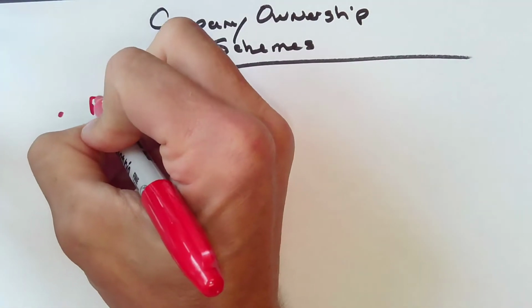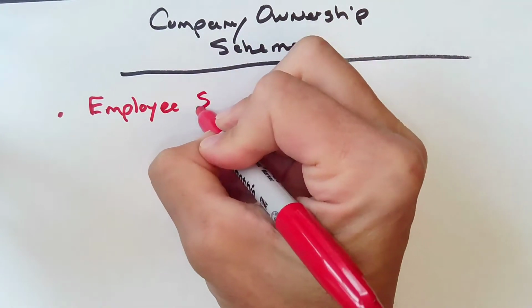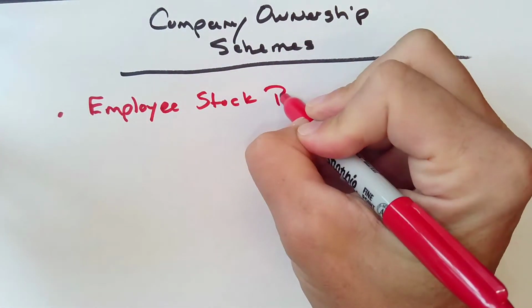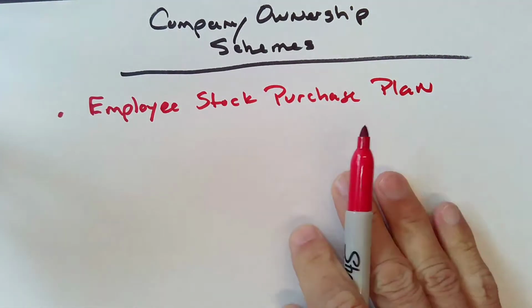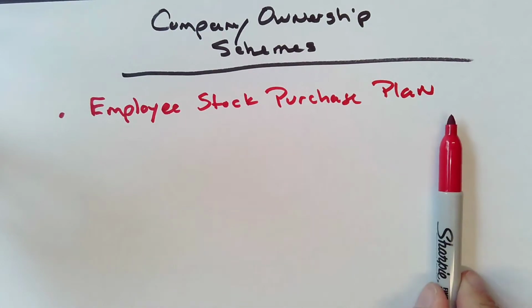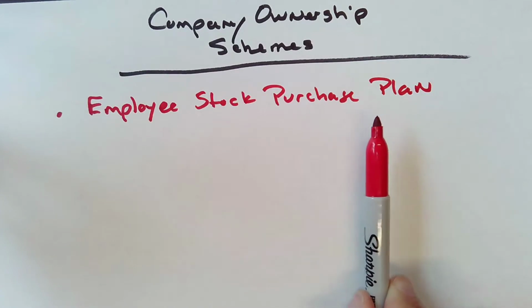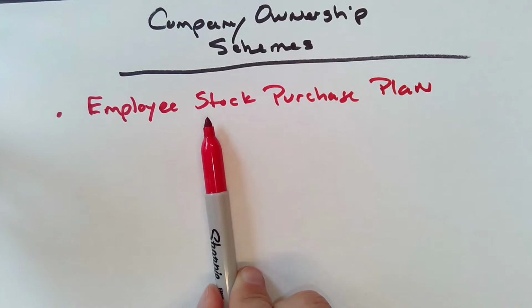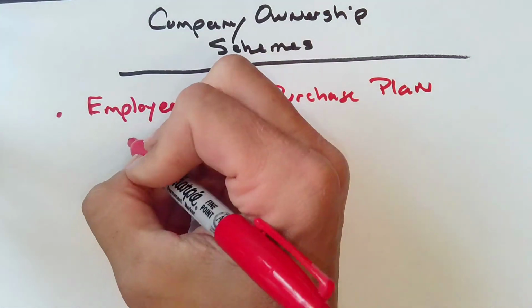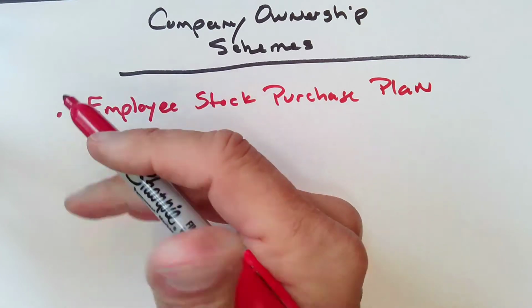It's an employee stock purchase plan. Usually these are going to be separate plans. Because we're issuing stock, there is a filing that has to be made with the Securities and Exchange Commission, the SEC. And these are generally going to be a specific type of filing.